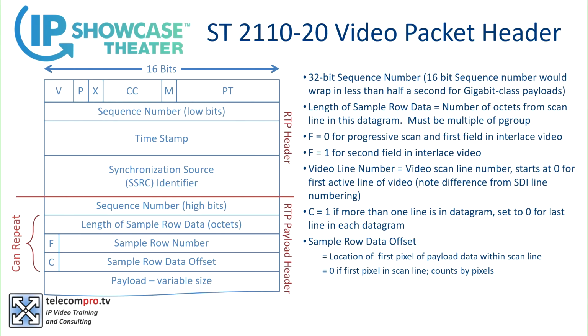The next thing is very specific to video. We have the length of sample row data. That tells us how much data is inside this packet, how much data is contained in the P groups. This is listed in bytes. And then where the pixel data inside this image came from, which sample row, and where the offset is. Let me bring up the next slide to explain what those are.